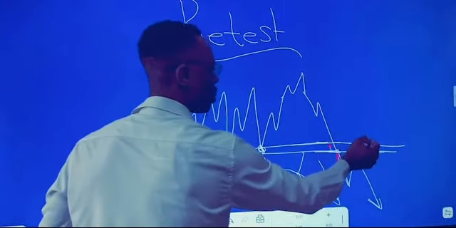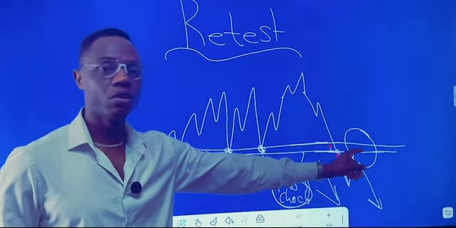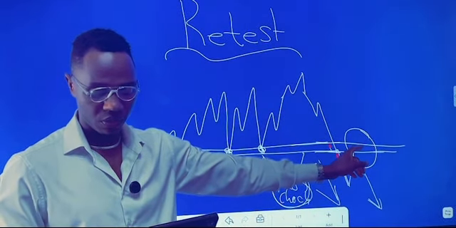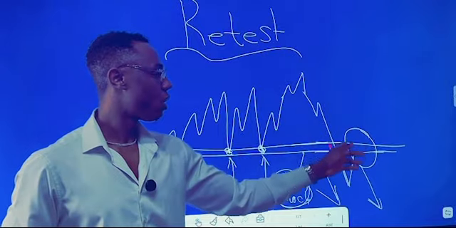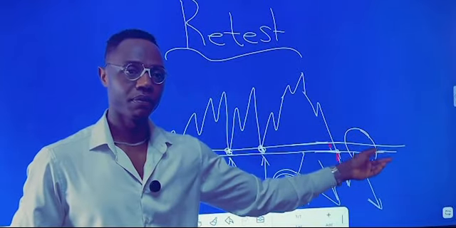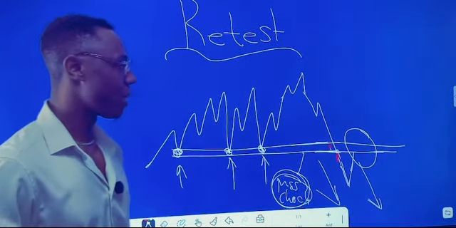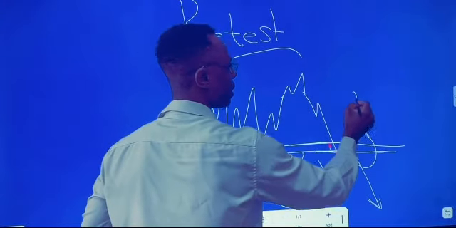So this zone, what do you have to look for here? You need to look for bearish candlestick formation around this zone. In other words, you need to see rejections.